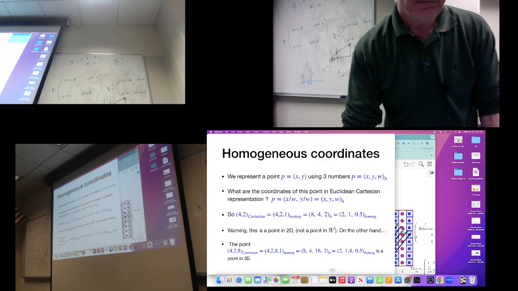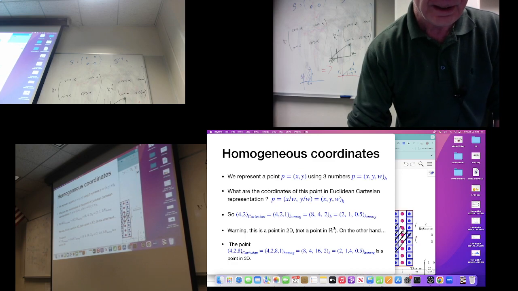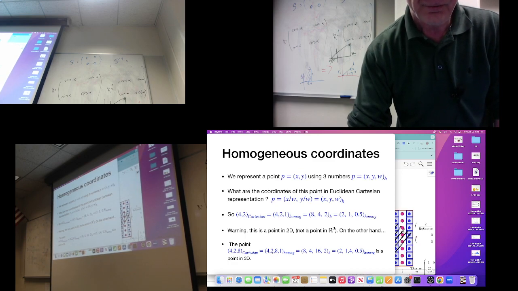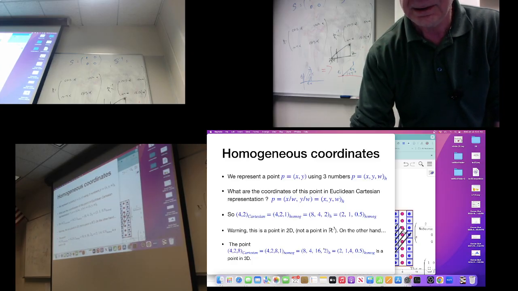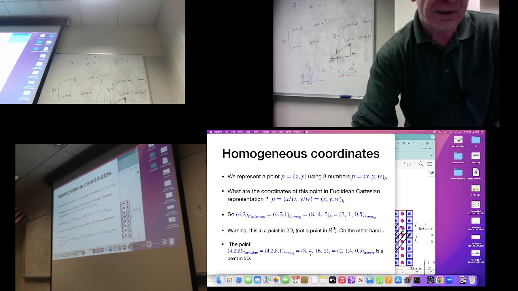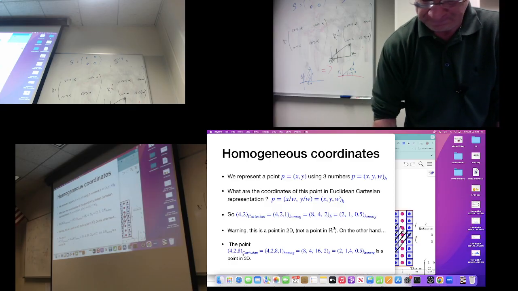So 4, 2, 8 in Cartesian is a point 4, 2, 8, 1 in homogeneous coordinates, which is also the point 8, 4, 16, 2, also in homogeneous. This and this are the same. Why? Because take 2 as w and divide the first 3 by 2, and you're back to 4, 2, 8.